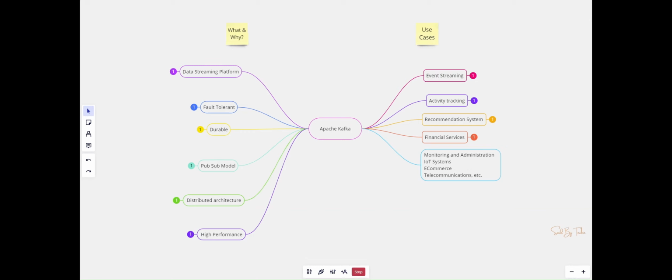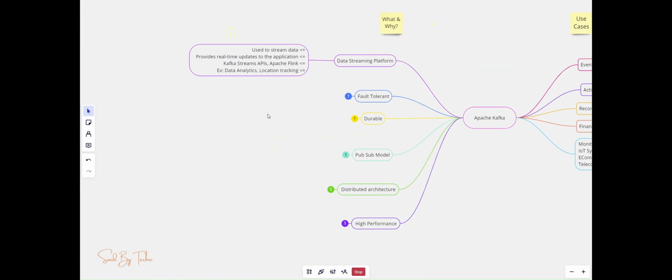Now we are going to discuss Kafka. What makes it an ideal choice for applications to use? On the left hand side, we have its properties, or you can say why it's a good choice. It's a data streaming platform, it is highly fault tolerant, it's durable, it follows a publish subscribe model, it has distributed architecture, and it has very high performance. And here are a few use cases. So let's dig into details.